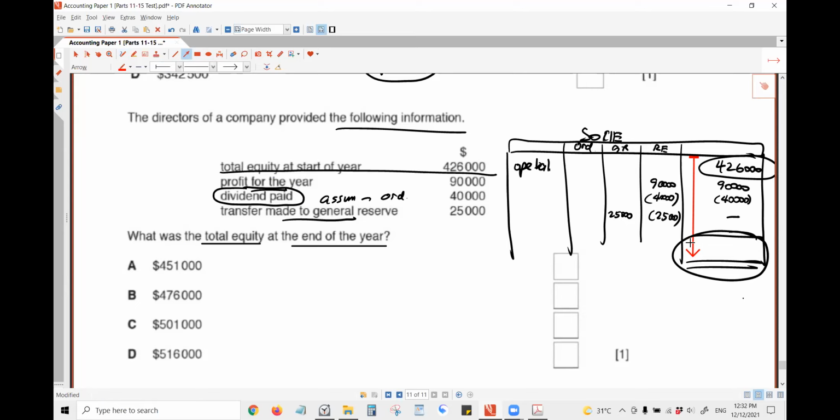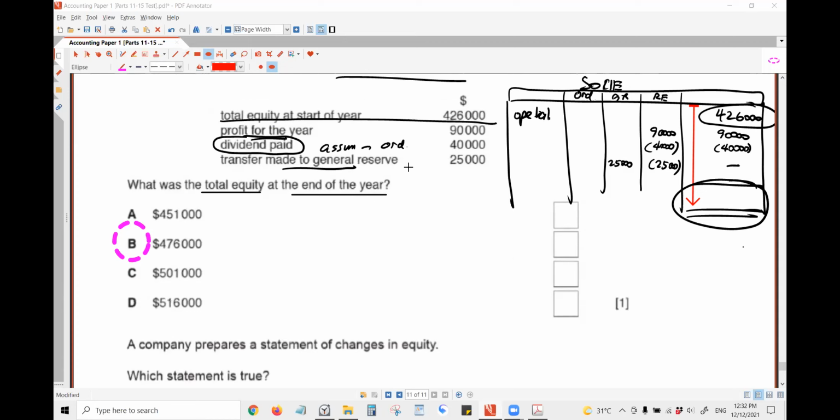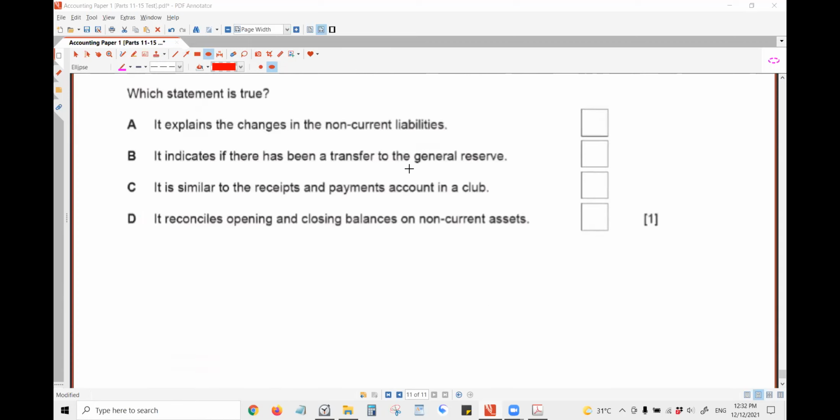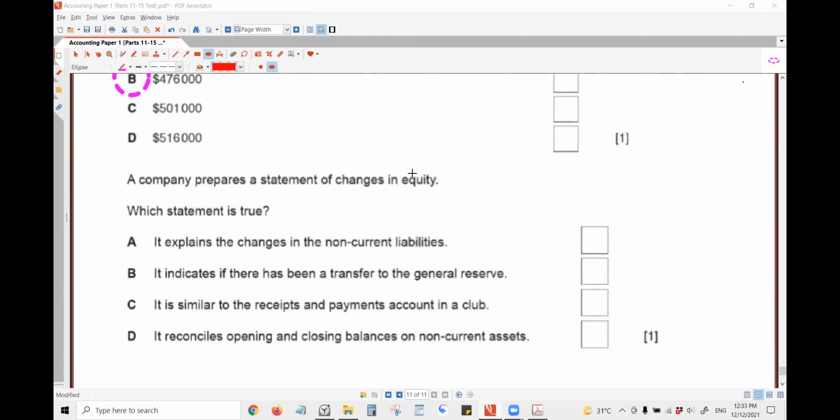Anybody wants to change answer? Answer is B. Okay, one more question. Everybody choose this.